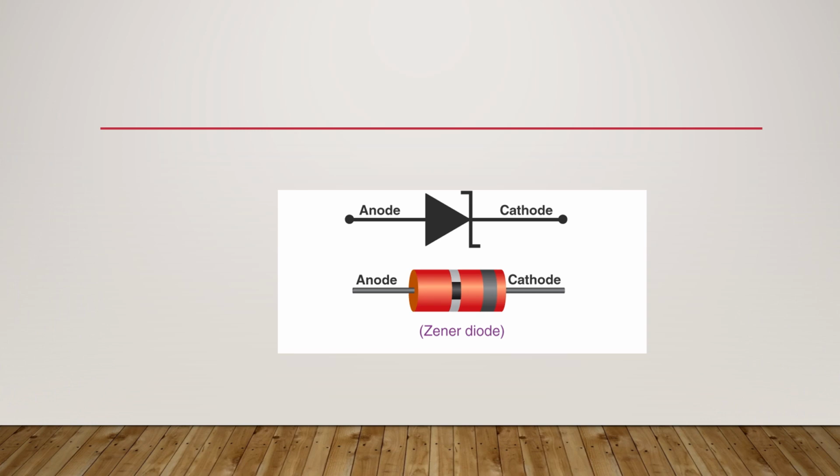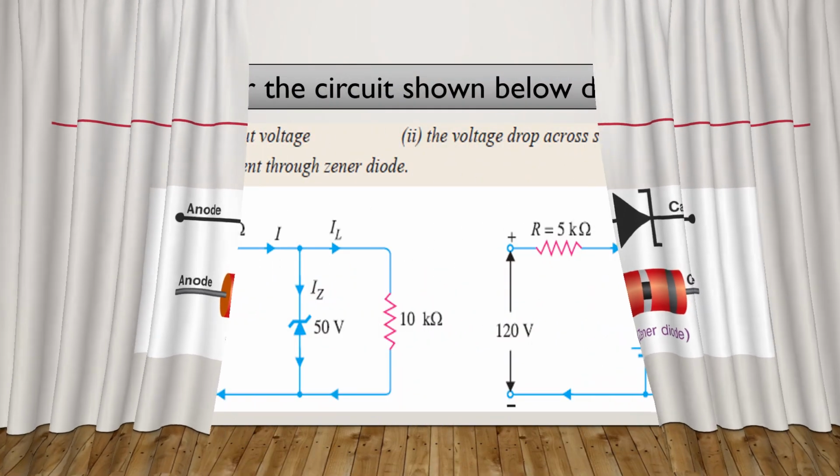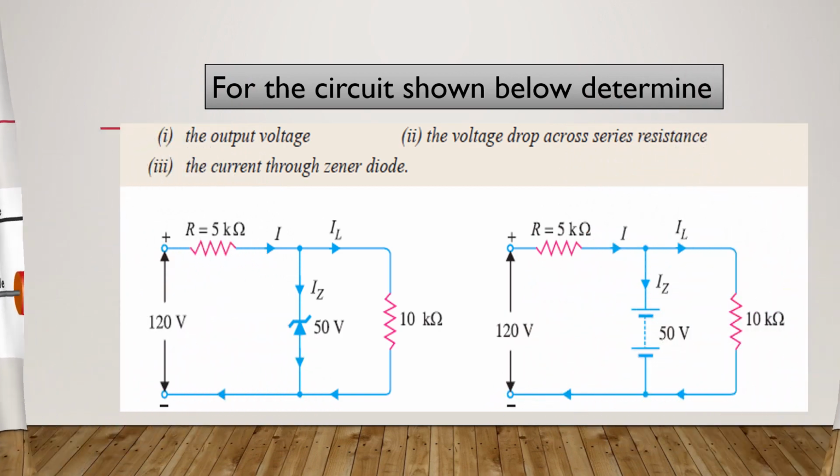A Zener diode has two terminals, anode and cathode. It is a heavily doped PN junction which is used in the reverse bias condition. The major application of the Zener diode is as a voltage regulator. We'll see the circuit.